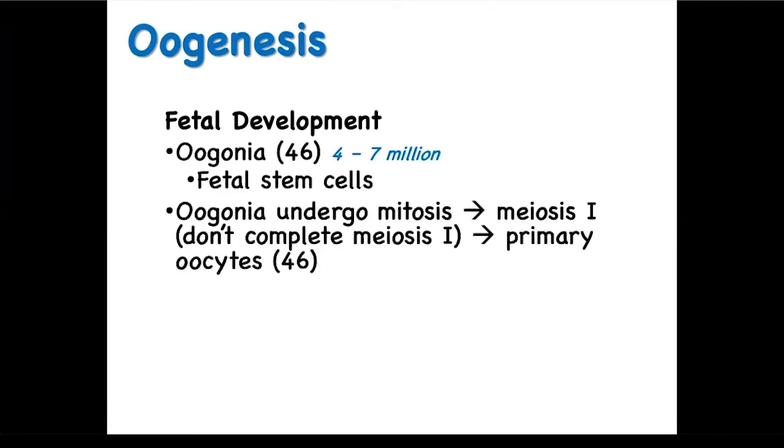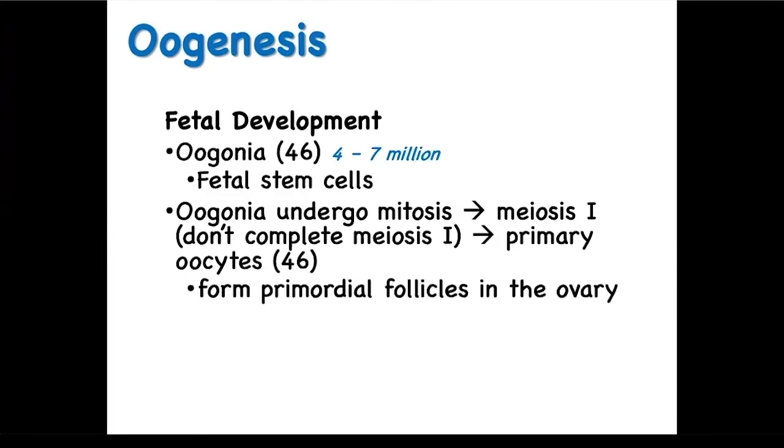After mitosis, the oogonia will be called a primary oocyte and undergo meiosis I. However, they will not complete meiosis I. At birth, the primary oocyte is still arrested in meiosis I. Those primary oocytes will still be diploid since they haven't completed meiosis I and undergone cell division.